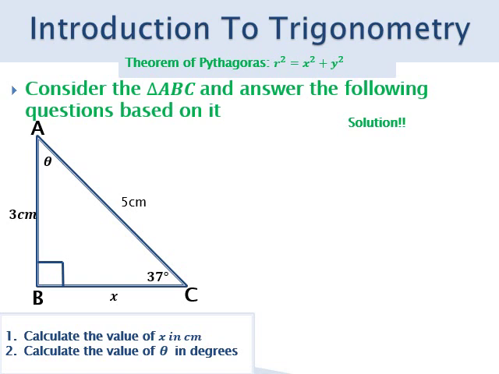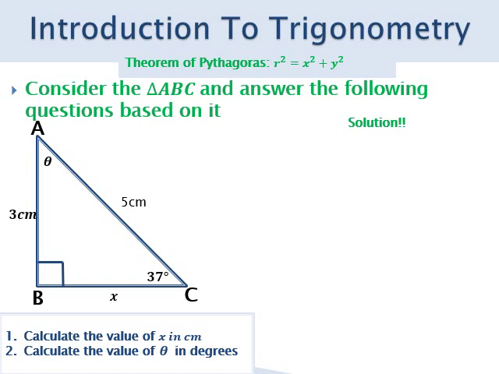Now in triangle ABC, we have angle A, which is equal to theta. I'm going to talk about that theta now. We also have B, which is equal to 90 degrees, right? And we have angle C, which is equal to 37 degrees. Now in trigonometry, we name unknown angles according to Greek letters. Now we have several Greek letters, but for convenience's sake I'm just going to explain what this theta is.